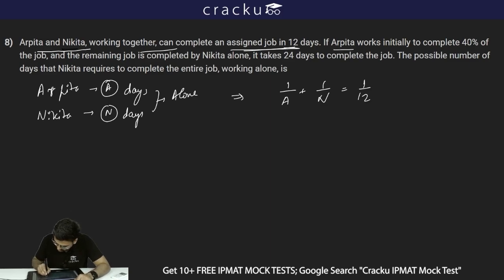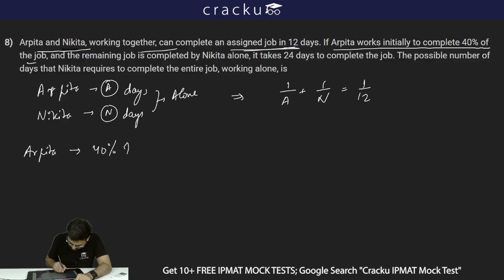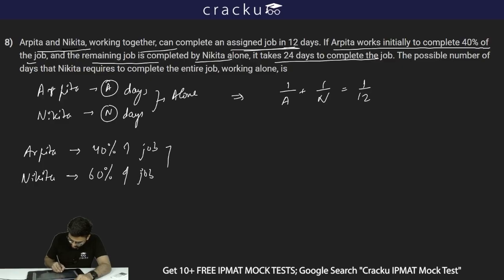Now we are given that if Arpita works initially to complete 40% of the job, and the remaining job is completed by Nikita alone, it takes 24 days to complete the job. Nikita is doing the remaining job, which is 60% of the job. So if Arpita is working alone and doing 40% of the job, and the remaining 60% is done by Nikita alone, the total time taken will be 24 days.